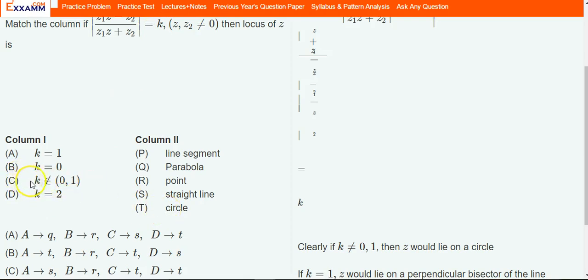And similarly in case of c, because k is not an element of 0 and 1, since this is a half bracket, it would mean that 0 and 1 are not included. So in this case also, for whatever be the value of k, as long as it is not equal to 0 and 1, this would always represent a circle.